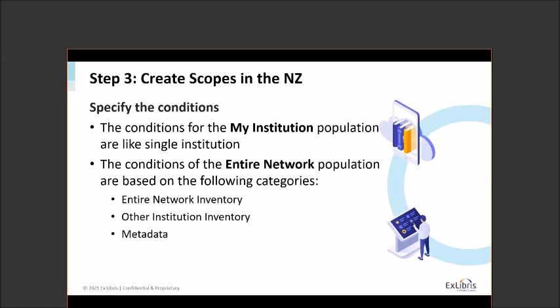After I select the population, I need to specify the conditions. And of course, the conditions depend on the population. So the conditions for the my institution population are like a single institution and are based on the inventory, local fields, and metadata. The conditions for the entire network population are based on the following categories: entire network inventory, availability based on physical, digital, and electronic, other institution inventory, libraries and locations, and metadata such as additional title or alternative title.